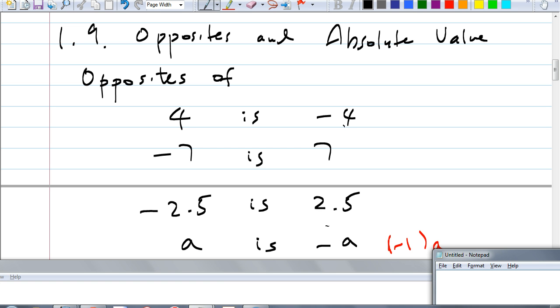So -1 really means -1 times a. I mean, -a means -1 times a, right? Even though you don't see that 1, it's really there. Are we okay with that? Okay. Good. So you're basically multiplying -1 times a number to get the opposite of the number. Easy. Okay. Let's move on.